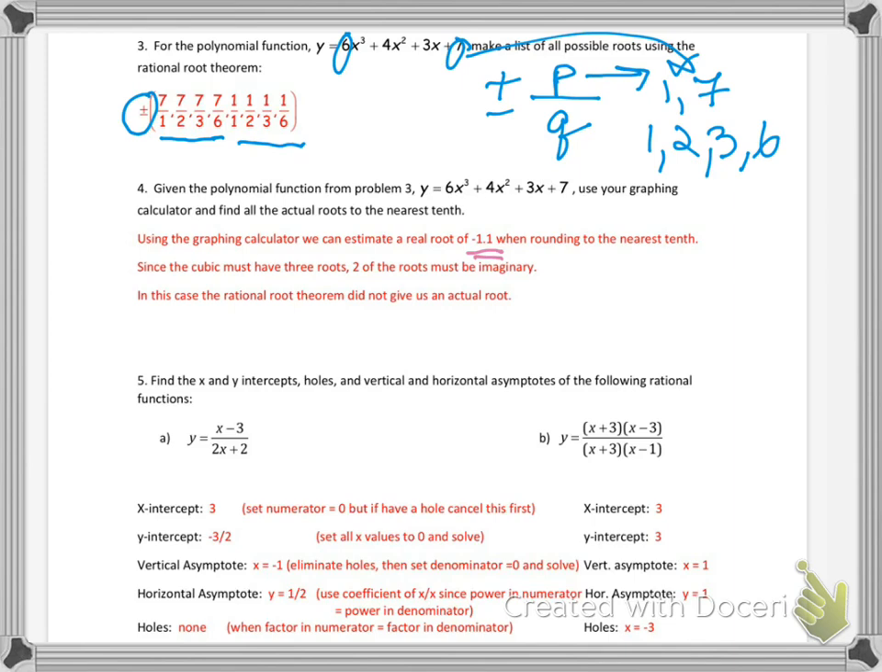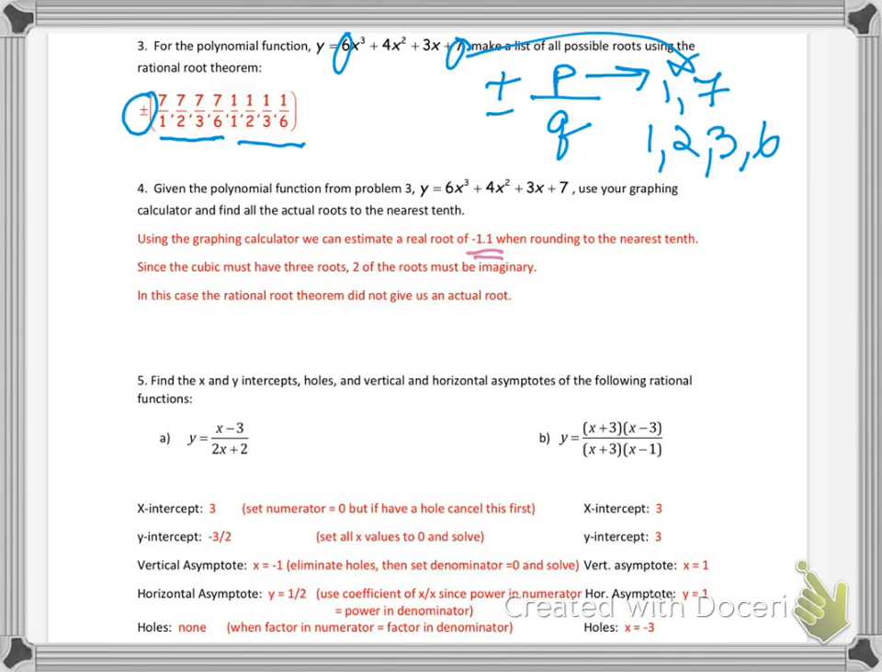Now, this is a cubic, but it's a cubic that only has one real root. Because it has to have 3 roots, 2 of the roots must be imaginary. So that means they're not going to cross the x-axis. This still has 3 roots, it only has 1 real root. So that's the actual root that you can see.